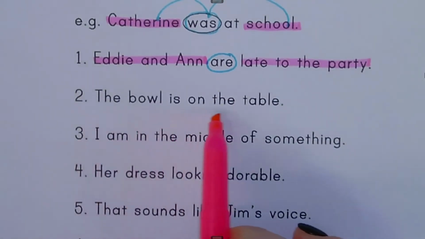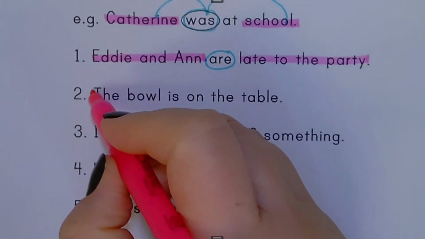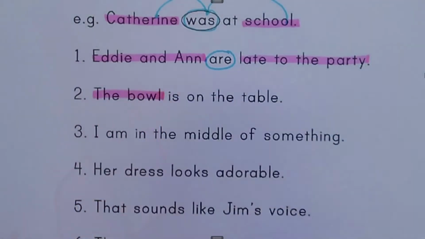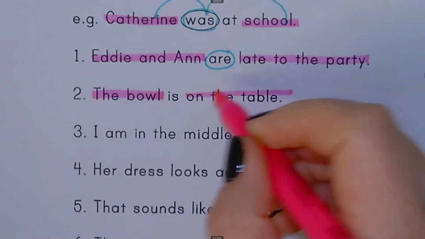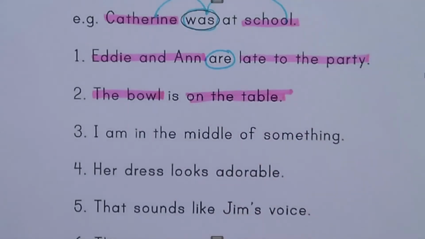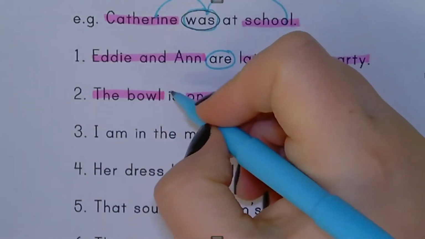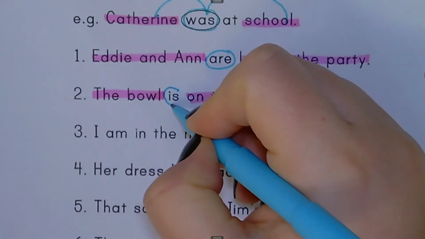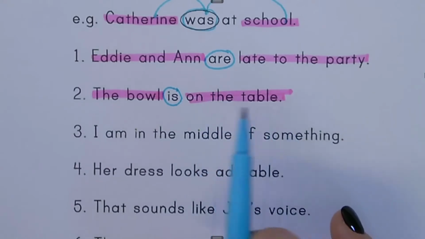Look at number 2. The bowl is on the table. What is the subject of this sentence? Who or what is this sentence about? The bowl. So the bowl is the subject of this sentence. And what is the sentence telling us about the bowl? That it's on the table, right? The bowl is on the table. Is is the linking verb that's linking the subject to the information about the subject.